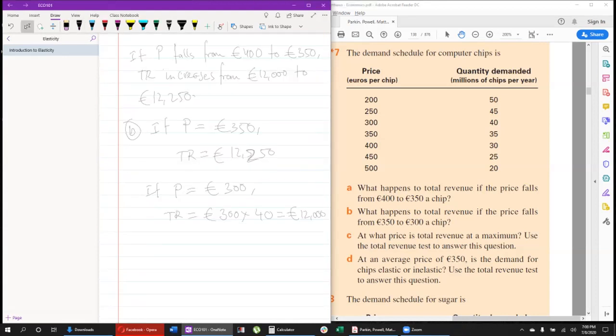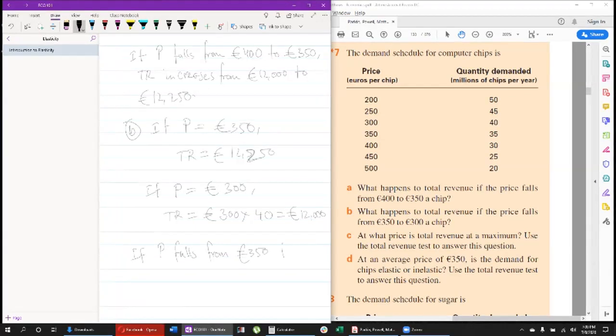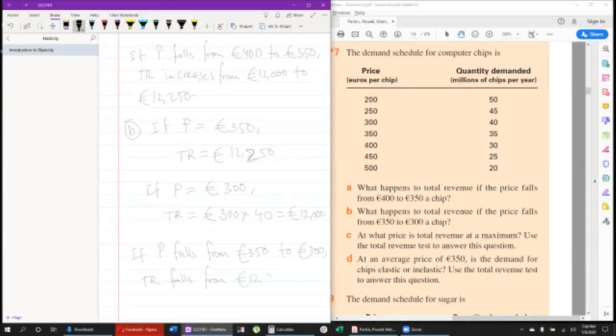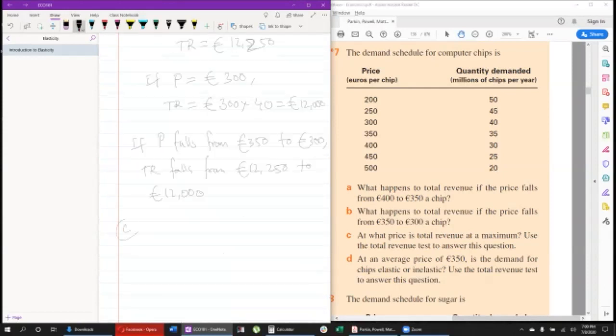So once again, we have to write down the answer. If price falls from 350 to 300, total revenue falls from 12,250 to 12,000. That is the end of part B. Part C. At what price is total revenue maximized?